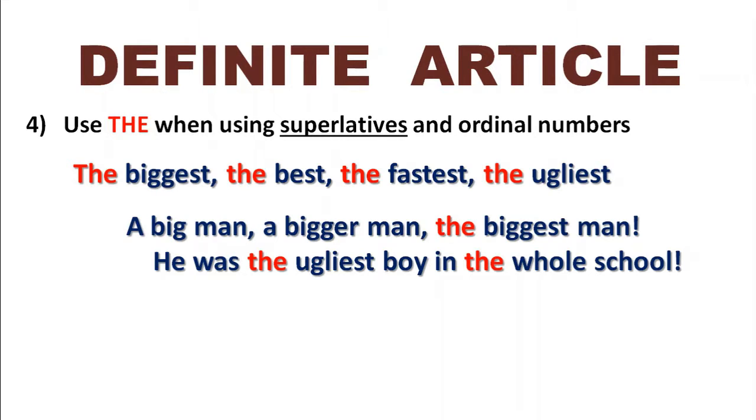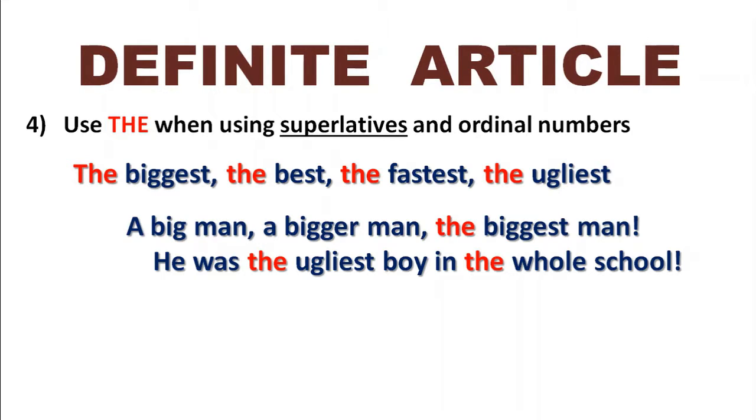We can assume the whole school because we understand that we're talking about a guy during his educational period, a boy, not a man. Okay, so that's why we could say the whole school, even though we've not said a whole school or a school before. We can assume this from the context.